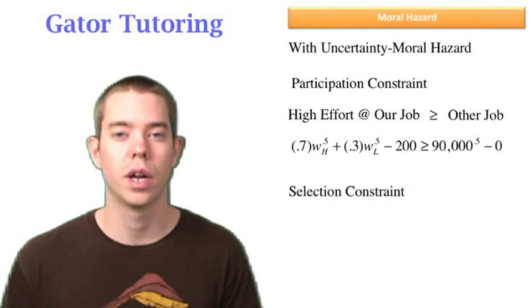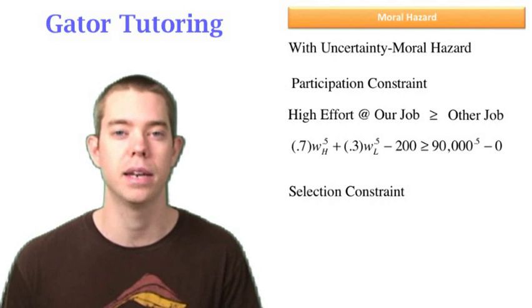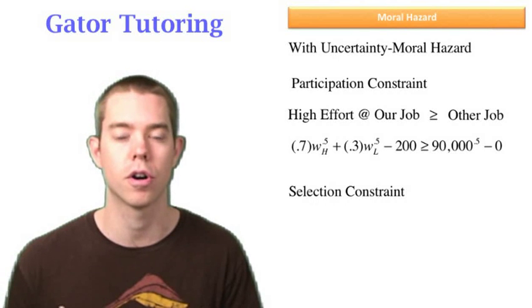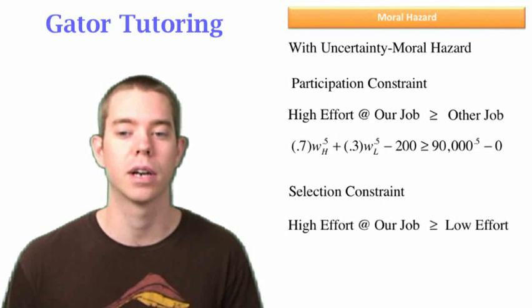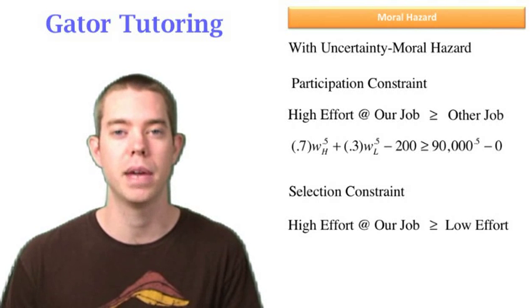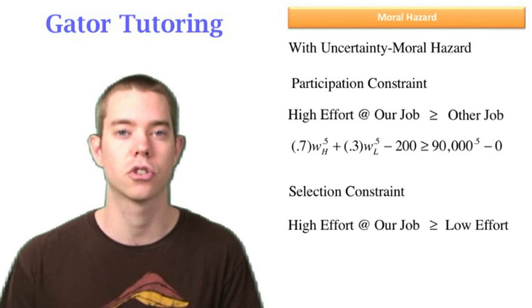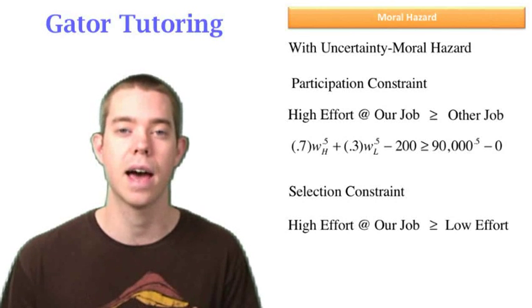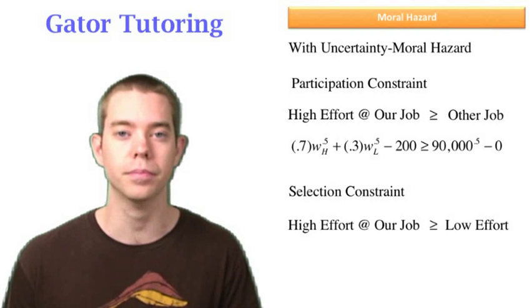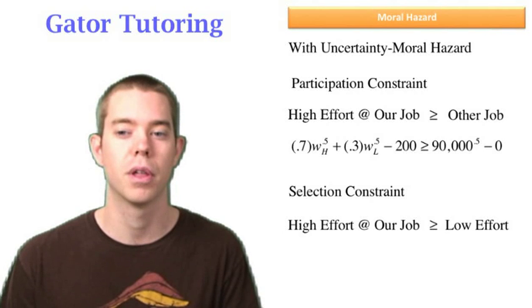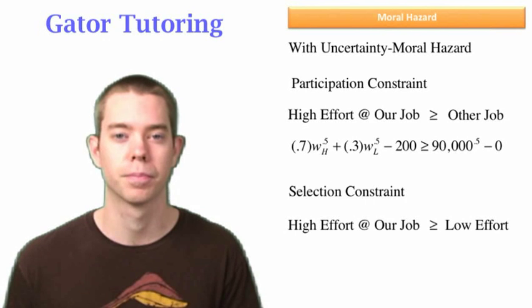The selection constraint: now that we have him at our firm, because the participation constraint took care of that and made him participate in our firm, the selection constraint is aimed at making him work hard. So on the left side, again, we're going to have high effort at our job, but now we're going to make that greater than or equal to low effort at our job. So now the selection constraint is going to incentivize him when he's at our job to actually work hard. And again, all these constraints we're going to set equal to solve, but think of them as greater than or equal to, because that really represents the right picture.